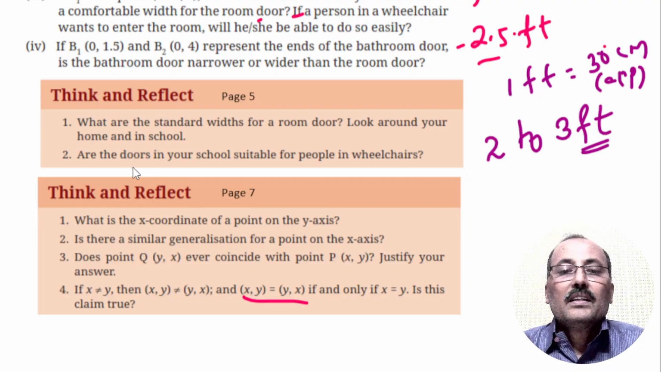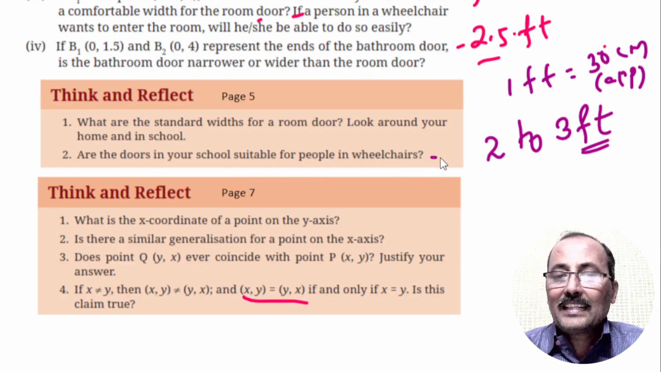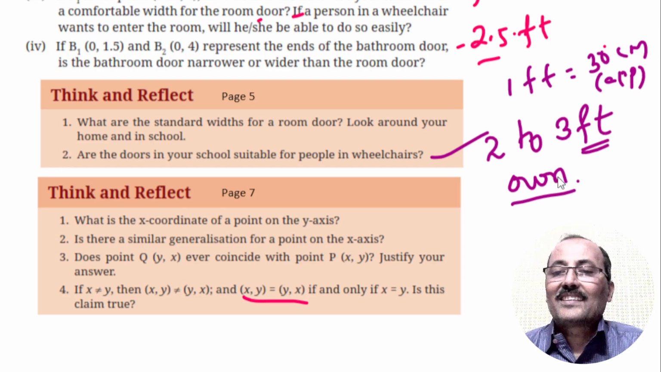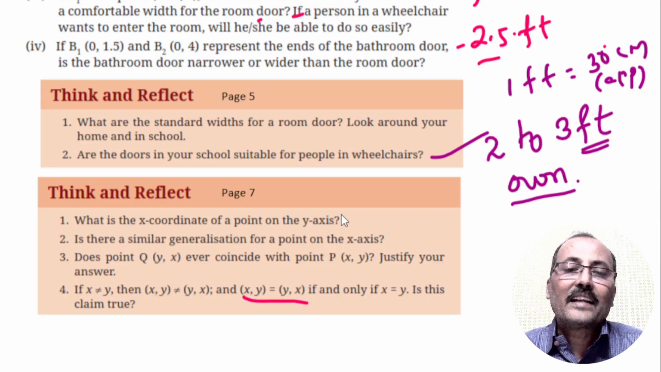Next one. Are the doors in your school suitable for people in wheelchairs? Everyone should write their own answer only. When you are in the exam hall, you see your door and say whether it is yes or no. That is the answer. Now you see your door, minimum 2.5 is needed. If it is 2.5 feet, that means nearly 100 centimeter, it is there, which means yes, they can enter. If not, they cannot enter. It is not sufficient for a wheelchair, like that you do.